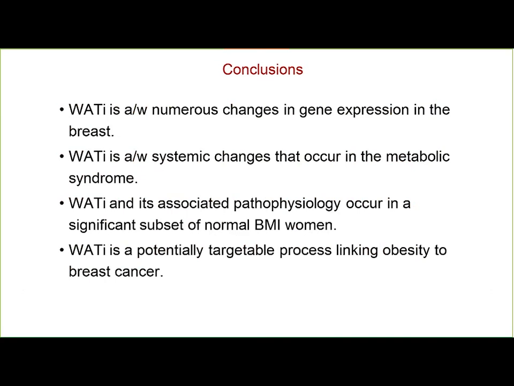So in conclusion, white adipose tissue inflammation is associated with numerous changes in gene expression in the breast. It's associated with systemic changes that occur in the metabolic syndrome. White adipose tissue inflammation and its associated pathophysiology occur in a significant subset of normal BMI women, and this is a potentially targetable process linking obesity or excess adiposity to breast cancer.